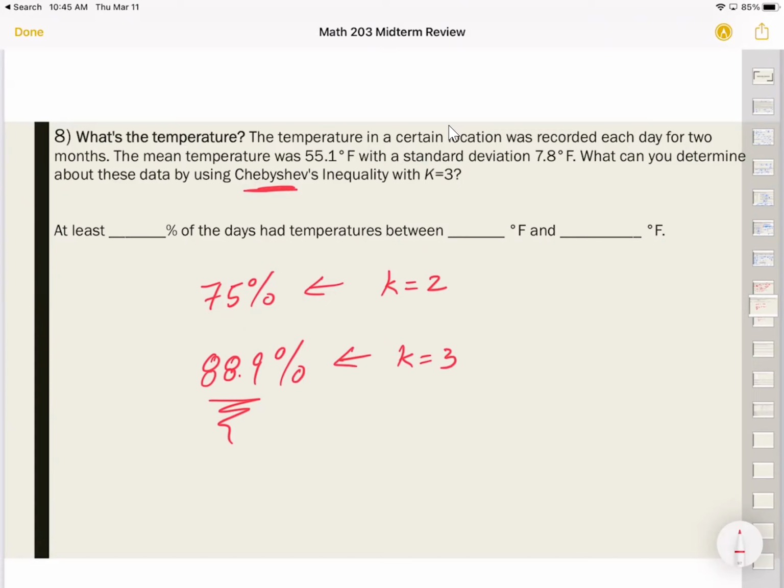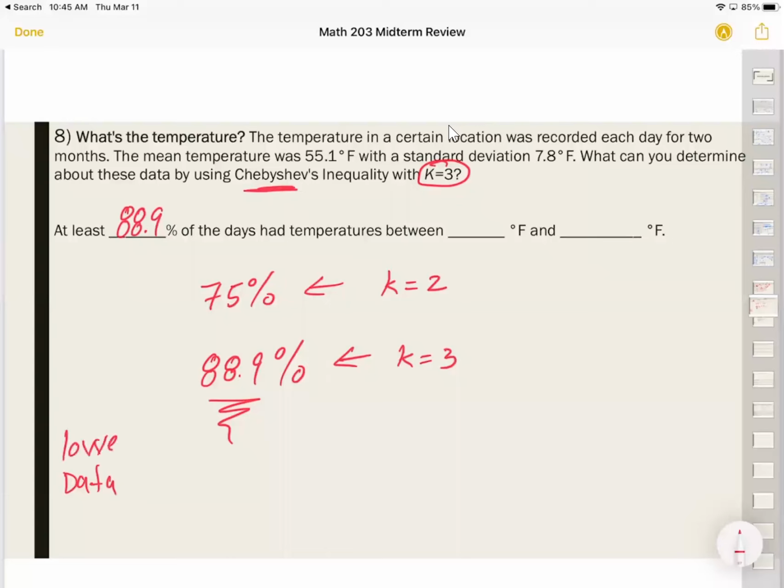So if you look at this, they give the temperature record for each of the two months, and then they ask you with a K of 3. If K is 3, then you say at least 88.9% of the days have a temperature between these two values. So how do you find these two temperatures? Because your temperature is your data, you need to find the lower data and the upper data.